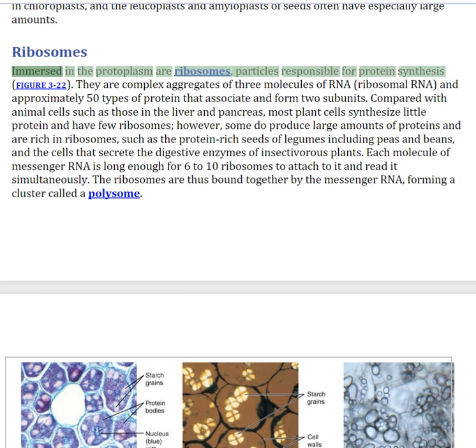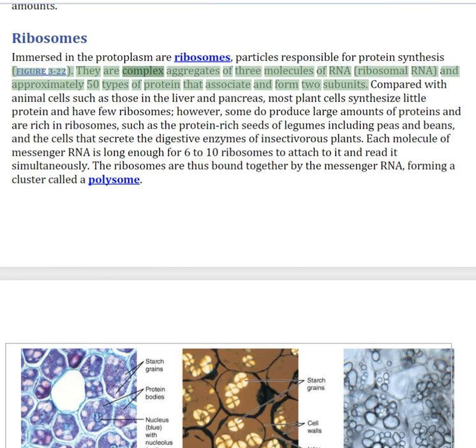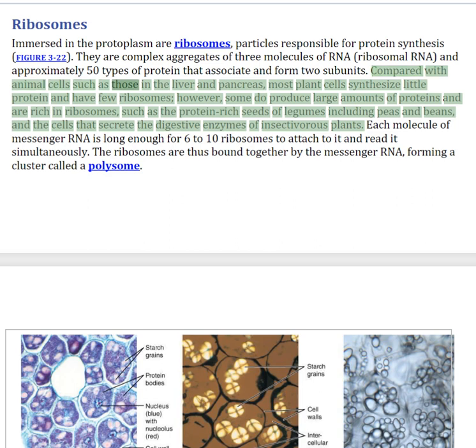Ribosomes. Immersed in the protoplasm are ribosomes, particles responsible for protein synthesis. They are complex aggregates of 3 molecules of RNA and approximately 50 types of protein that associate and form 2 subunits. Compared with animal cells such as those in the liver and pancreas, most plant cells synthesize little protein and have few ribosomes. However, some do produce large amounts of proteins and are rich in ribosomes, such as the protein-rich seeds of legumes including peas and beans, and the cells that secrete the digestive enzymes of insectivorous plants.